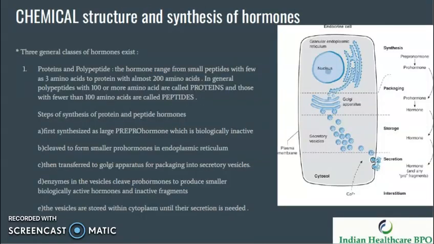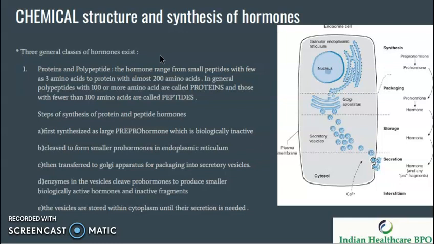Then the chemical structure and synthesis of hormones. There are three general classes of hormones. First, we'll talk about protein and polypeptide hormones. These hormones range from small peptides with as few as 3 amino acids to proteins with almost 200 amino acids. In general, polypeptides with 100 or more amino acids are called proteins, and those with fewer than 100 amino acids are called peptides.